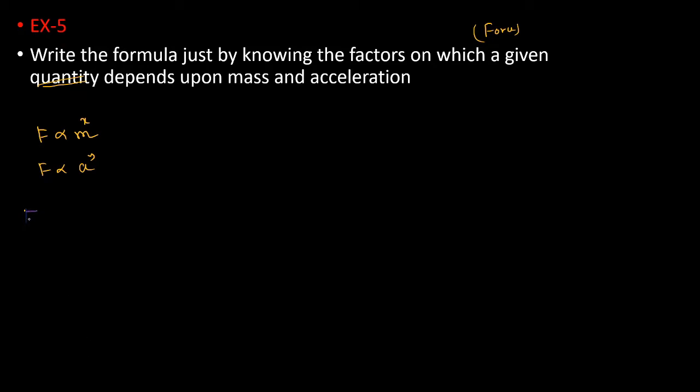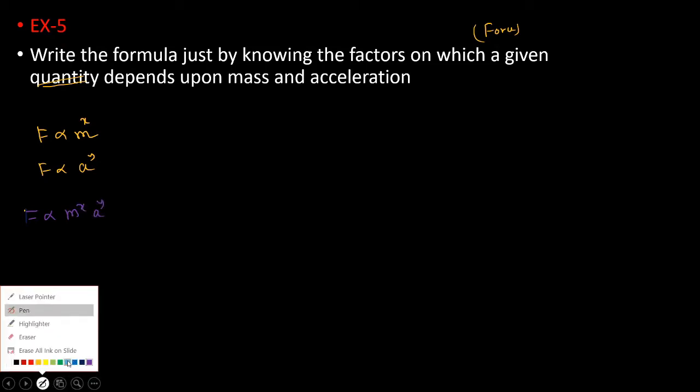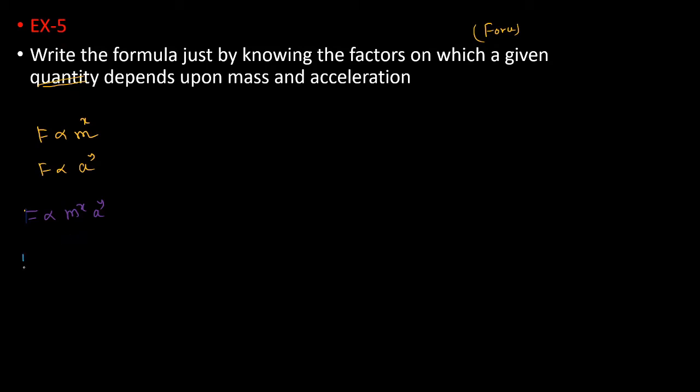So F will be m to the power x and a to the power y. Is that clear to all of you? We can write F equals k into m to the power x and a to the power y, because you have to include the constant k. Without knowing the values of x and y, you cannot say what the complete equation will be. So now I will do it, definitely students, because I'm here for you.